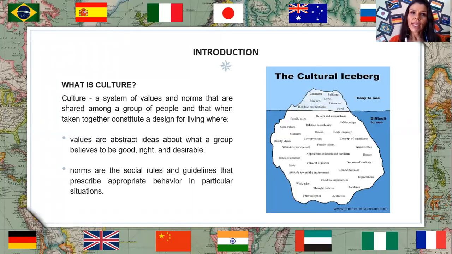What is culture? This is difficult to define, but culture can be defined as all the behaviors, ways of life, arts, beliefs, and institutions of a population that are passed down from generation to generation. Here we have the cultural iceberg with the values easy and difficult to see. Easy to see are language, folklore, food, fine arts, and difficult to see are self-concept, family roles, body language, and pride.